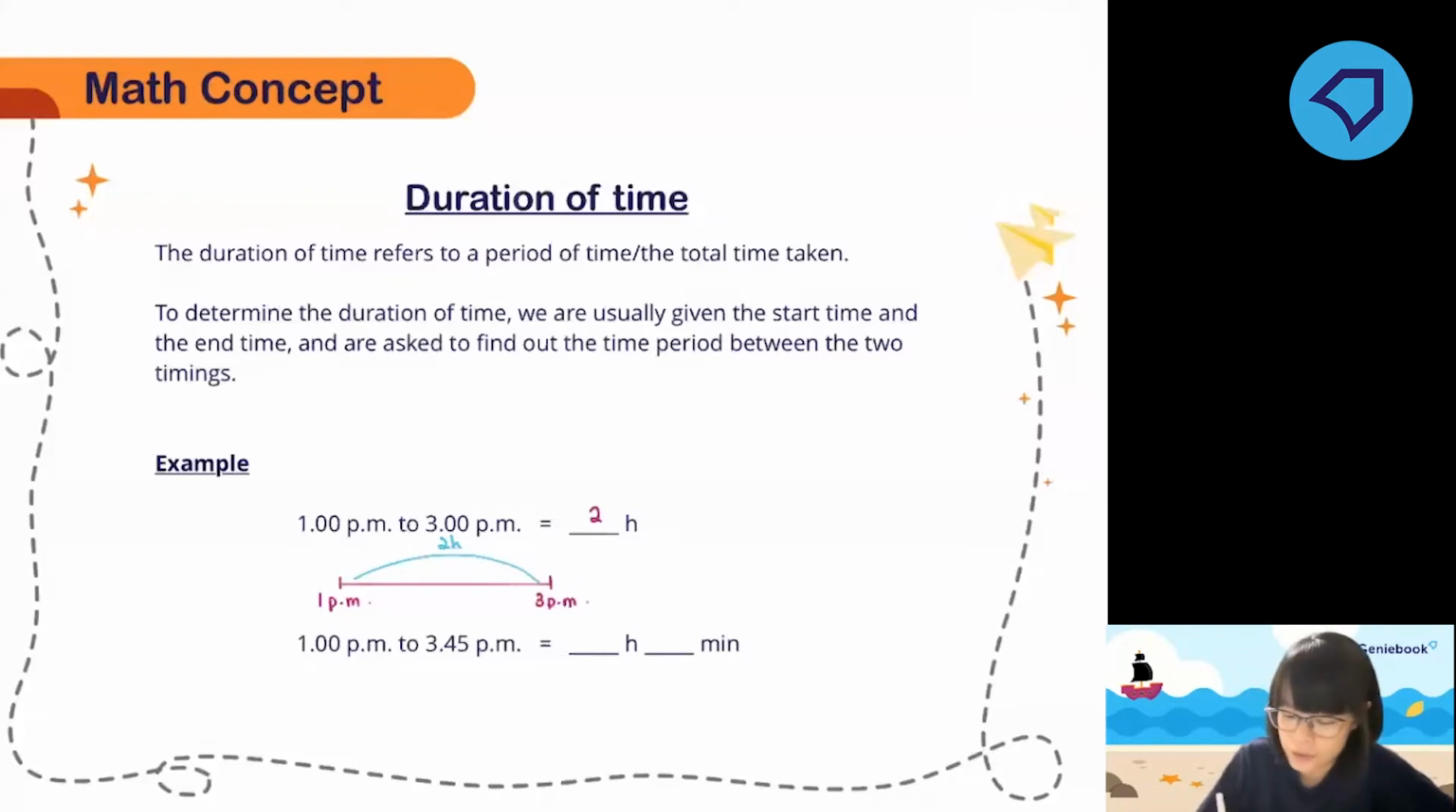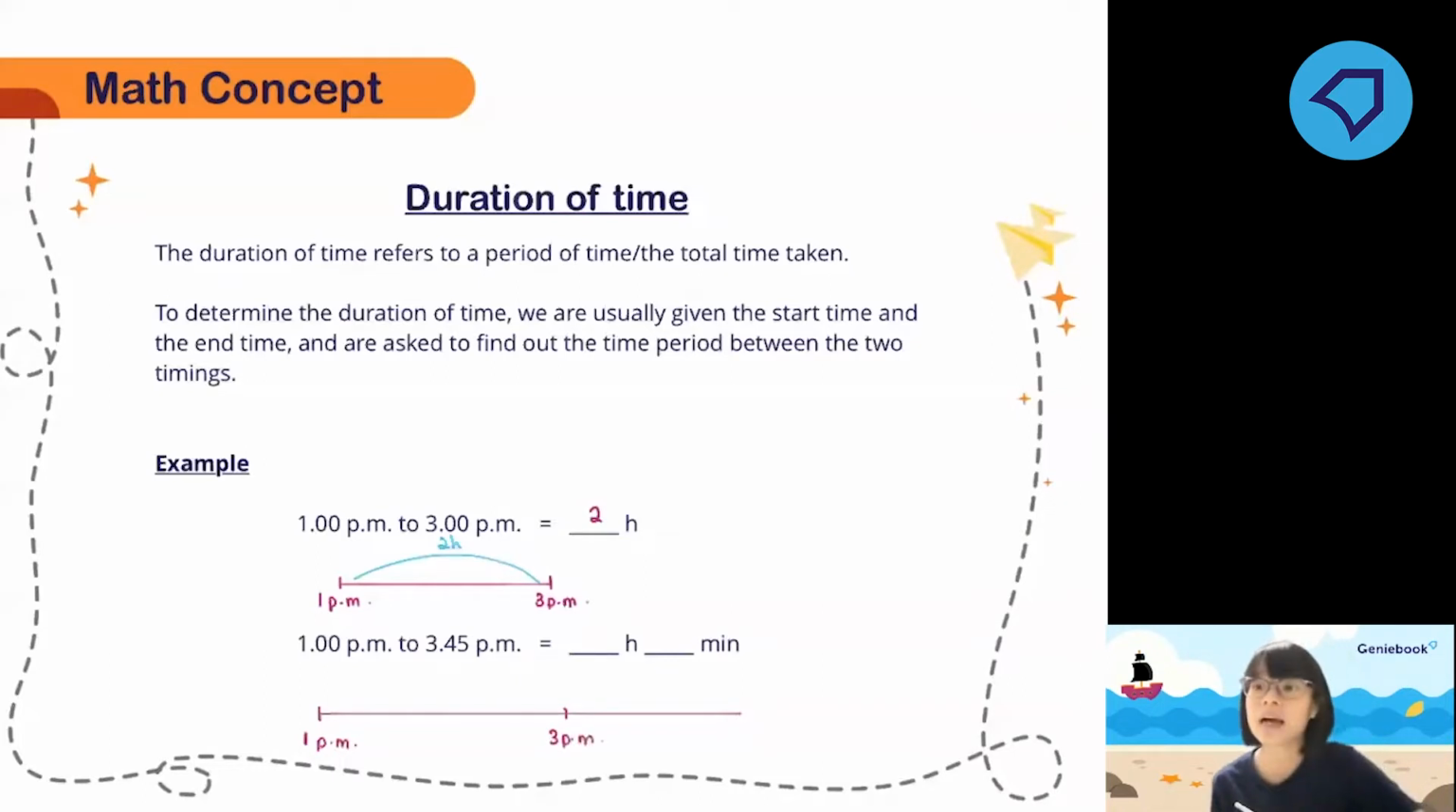Excellent. Okay, so for those of you who are not very sure, this is how we are going to draw a timeline. We know from 1 to 3 is 2 hours, right? So from 3 to 3:45, how many minutes would that be? Okay, so over here I have 1 p.m. to 3 p.m. When we draw a timeline, we would usually put the hours first and then slowly split out the minutes. So from 3 p.m., then we will split it into 3:45 p.m.